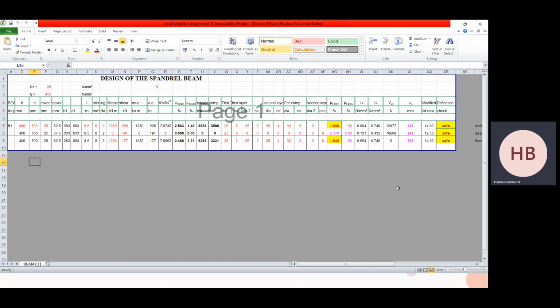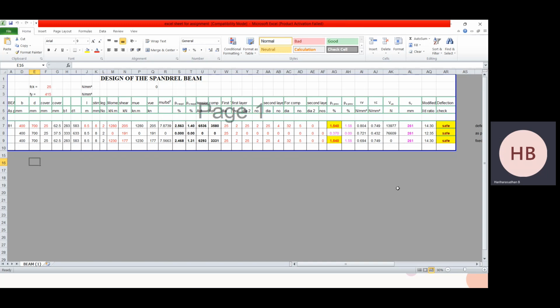Here, this Excel sheet represents a design of a spandrel beam. The assumptions which we have taken here are fck = 25 kN/m square grade of concrete, fy = 415 N/mm square grade of steel. Then we have taken b = 400 mm, the width of the beam, and the depth of the beam D = 700 mm, and the nominal cover is 25 mm, which are the values we assumed.